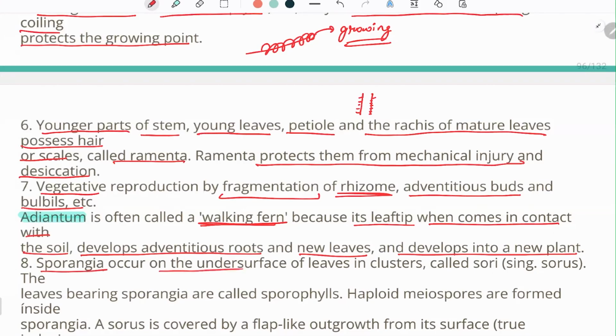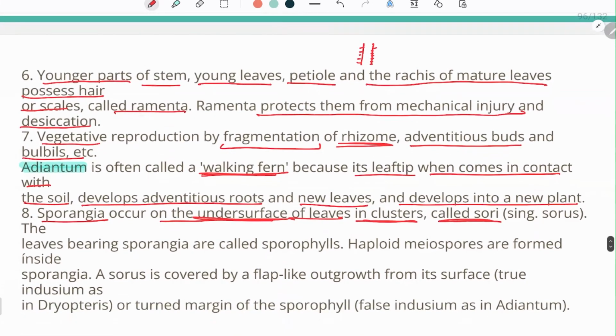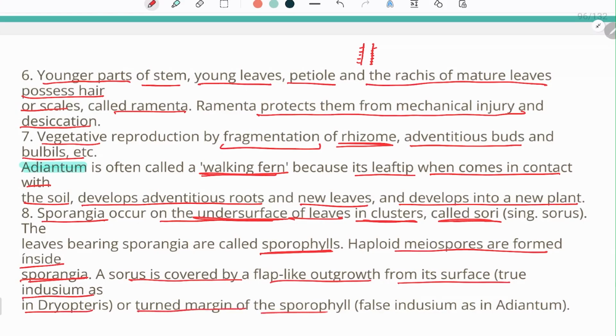Sporangia occur on the undersurface of leaves in clusters called sori. The leaves bearing sporangia are called sporophylls. Haploid meiospores are formed inside the sporangia. A sorus is covered by a flap-like outgrowth from its surface, true indusium as in Pteris, or by the torn margin of the sporophyll, false indusium as in Adiantum.